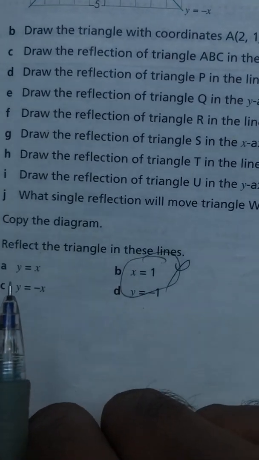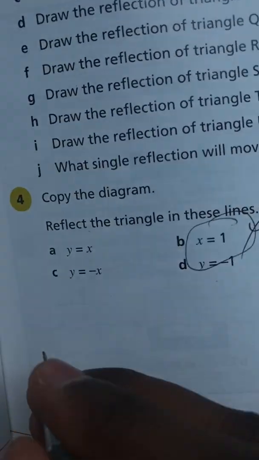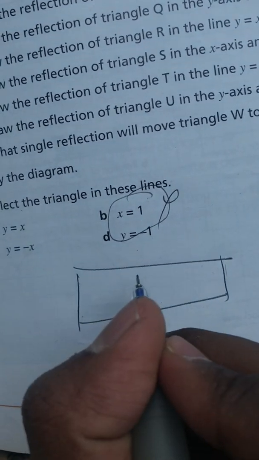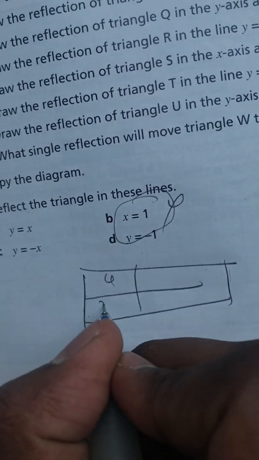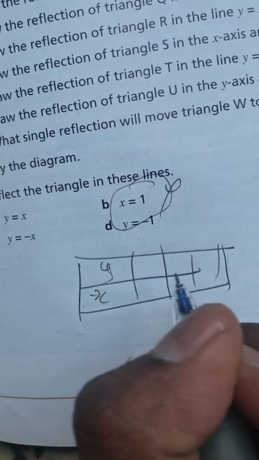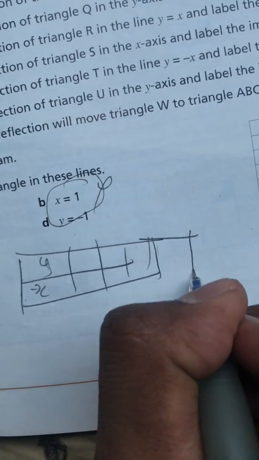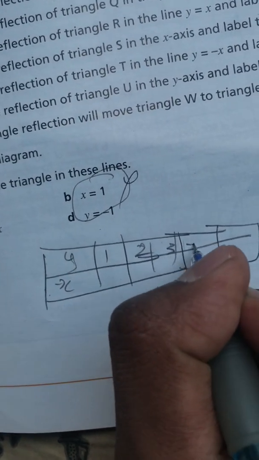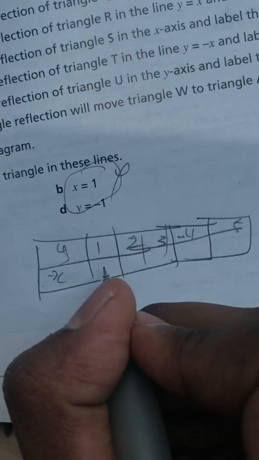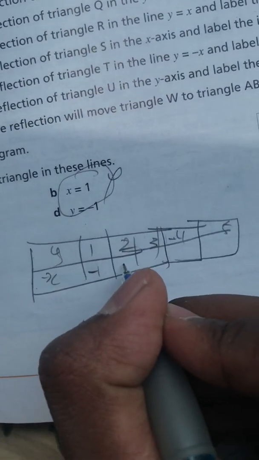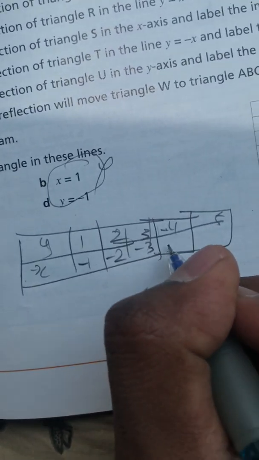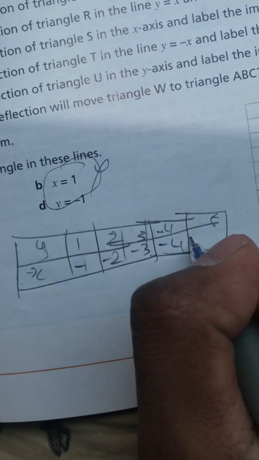Now I'm just going to go through with you what is y equals negative x. Maybe I'll draw a table for you so you can see what is going on when y equals negative x. I'll pick a few points: y is 1, 2, 3, 4, 5. When y is 1, x is negative 1; y is 2, x is negative 2; y is 3, x is negative 3; y is 4, negative 4; y is 5, x is negative 5.